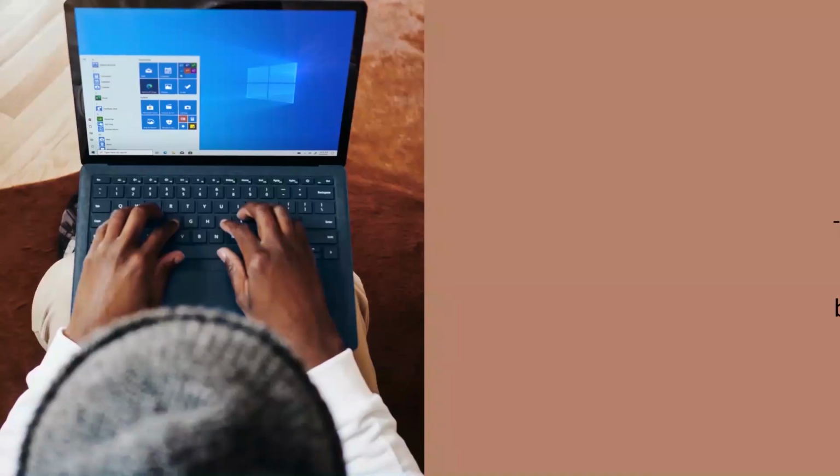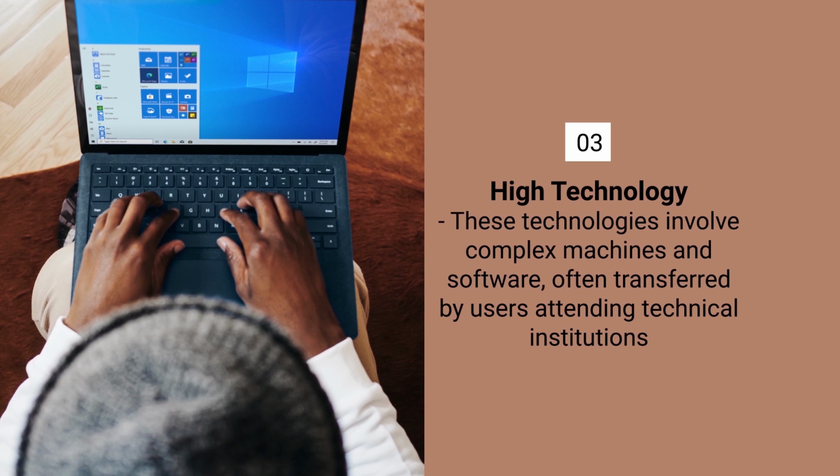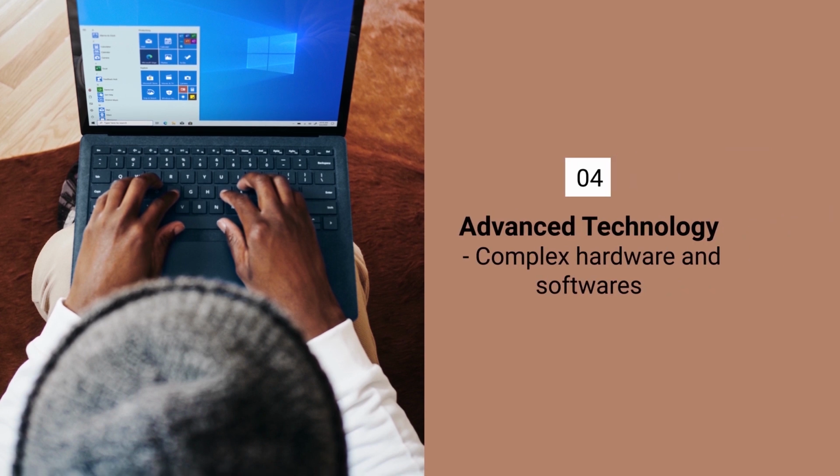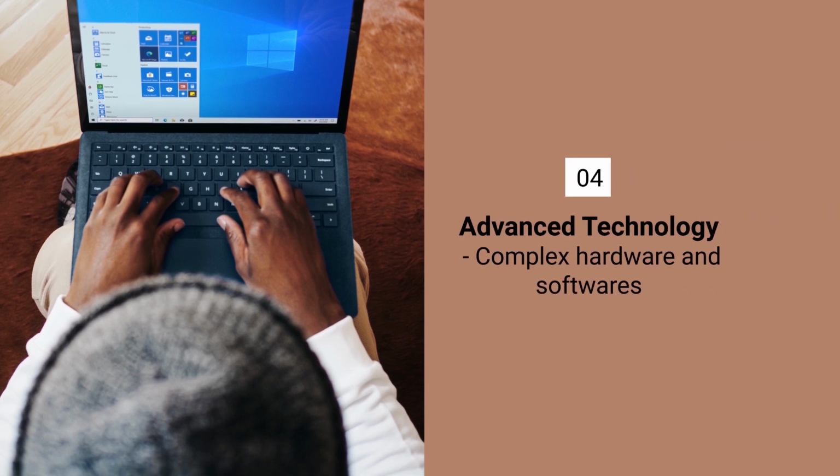Third category in hardware and software is of high technology. These technologies involve complex machines and softwares where the technical institutions provide training for their handling or for their operations. And fourth category is of advanced technology where complex hardware and softwares are to be dealt with. So, there are 4 categories of hardware and software.